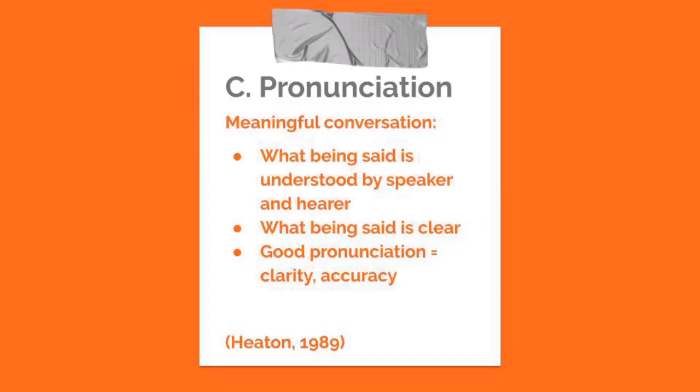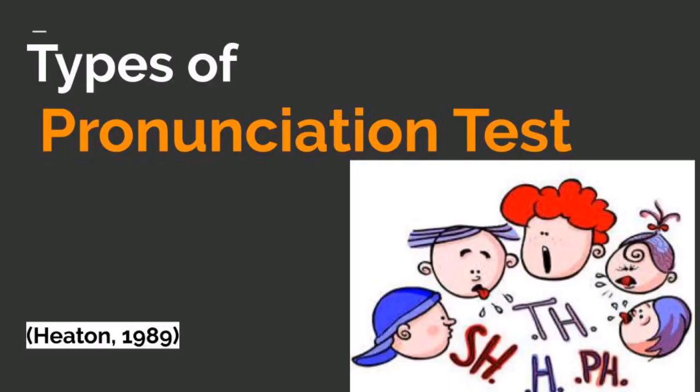The last sub-skill is pronunciation. According to J.B. Heaton, to have a meaningful conversation, what is being said must be understood by both the speaker and the hearer. And firstly, it will be easily understood if what is being said is clear. Therefore, good pronunciation is the key for clarity and accuracy, where we have to pay attention to intonation and stress of the words. Here are the types of pronunciation tests according to J.B. Heaton.